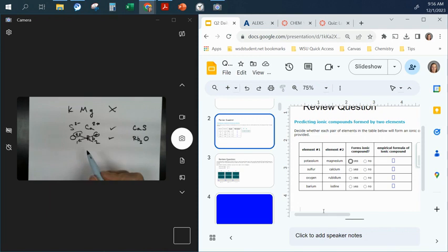Then the last one is barium and iodine. Would that form an ionic compound? Yes, good. We have to be careful. There's barium or boron or bromine, so we make sure we're looking at the right one. Barium is a metal. Iodine is a non-metal. What's the charge on barium? +2. What's the charge on iodine? So then we need 1 barium for 2 iodines. So BaI2.